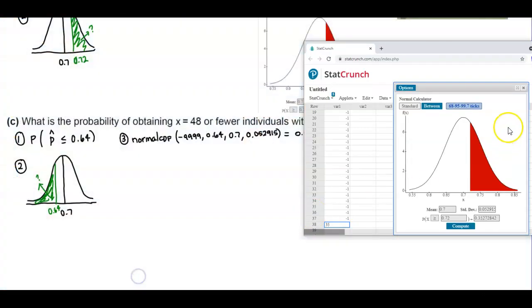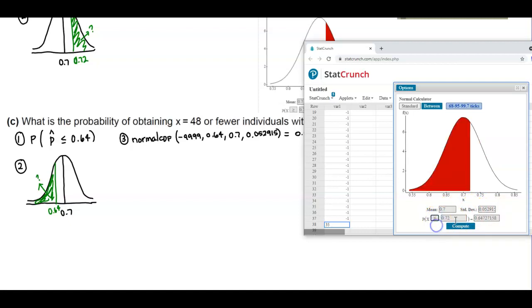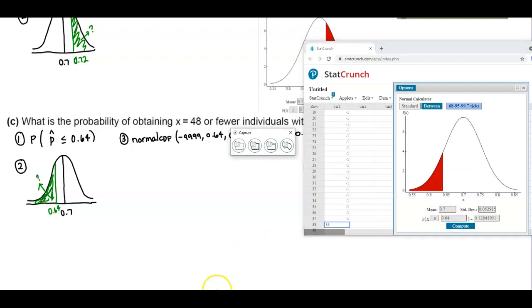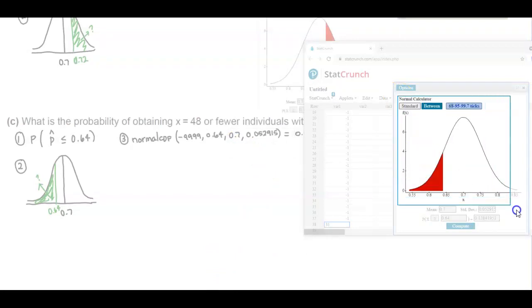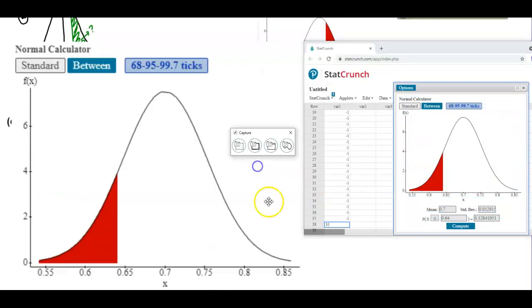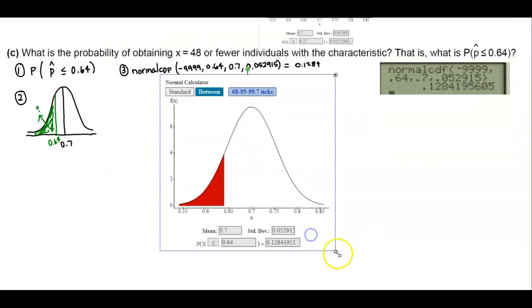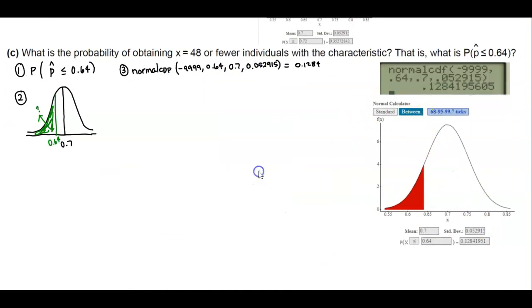If we were using the standard normal calculator on StatCrunch, again, our mean is 0.7, the standard deviation is 0.052915, and we change the inequality to less than the value of 0.64, then select compute. When we do that, we get the following result, and you can see the area is similar to the one on the calculator. So the probability of obtaining X equals 48 or fewer individuals with the characteristic, which is the probability of the sample proportion being less than or equal to 0.64, is 0.1284.